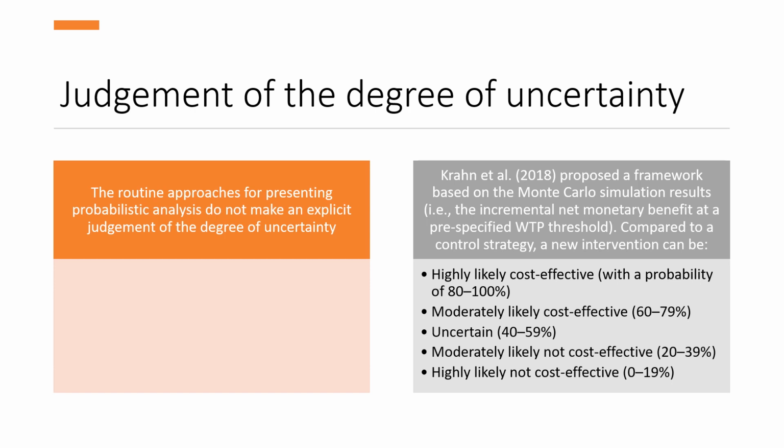Based on the Monte Carlo simulation results, this framework presented parameter uncertainty in economic estimates qualitatively, using 5 levels to describe uncertainty, including highly likely cost-effective, moderately likely cost-effective, uncertain, moderately likely not cost-effective, and highly likely not cost-effective.